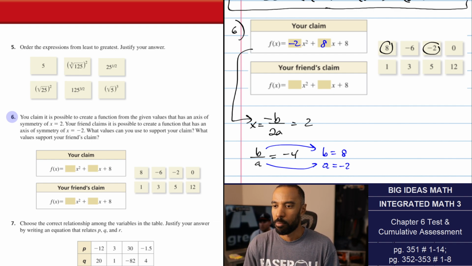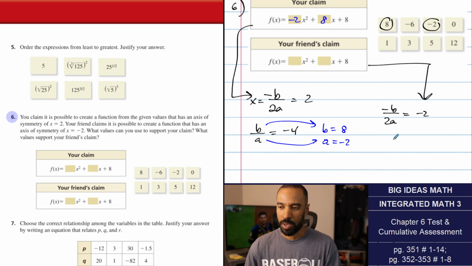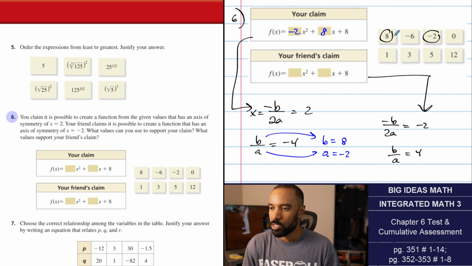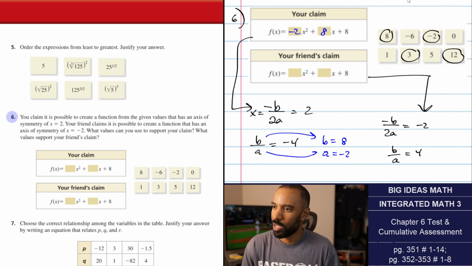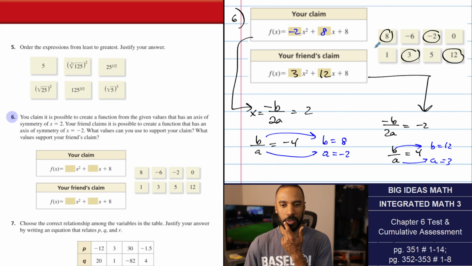That's my claim. For my friend's claim, I need their -b over 2a to equal -2. So when I multiply both sides by -2 there, my b over a is going to equal +4. So I need to support my friend's claim. To equal +4, I can do, there's no 8 over 2, there's -6. There's 12 over 3. So I can use that one. Does anything else work there? That might be it. So I can make their b become 12 and their a become 3. And that would give us that 4 set for the -b over 2a. So that would be 3x squared plus 12x plus 8 on that one.